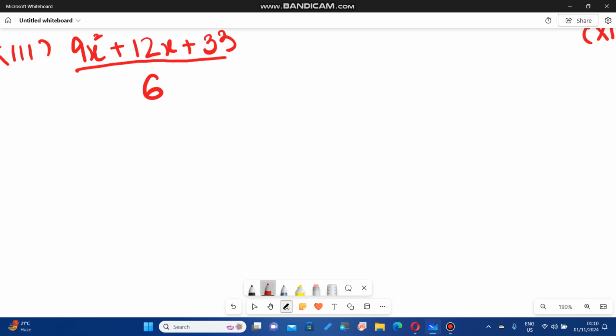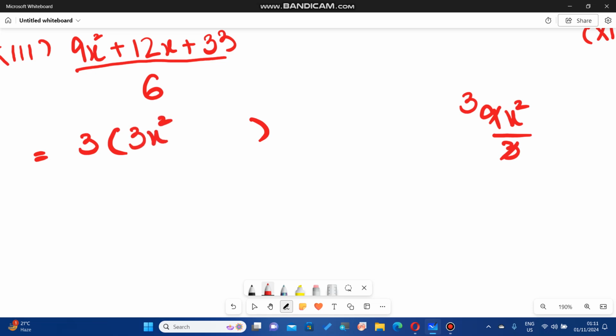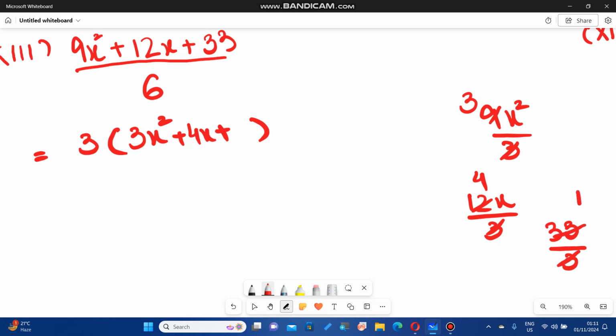We're going to write here 3 times. We had the term 9x squared. We took 3 common. 3 times 1 equals 3. 3 times 3 equals 9. We are left with 3x squared. Our next term was 12x. We took 3 common. We are left with 4x. Next we have 33. What did we take common out of 33? 3. We are left with 11.